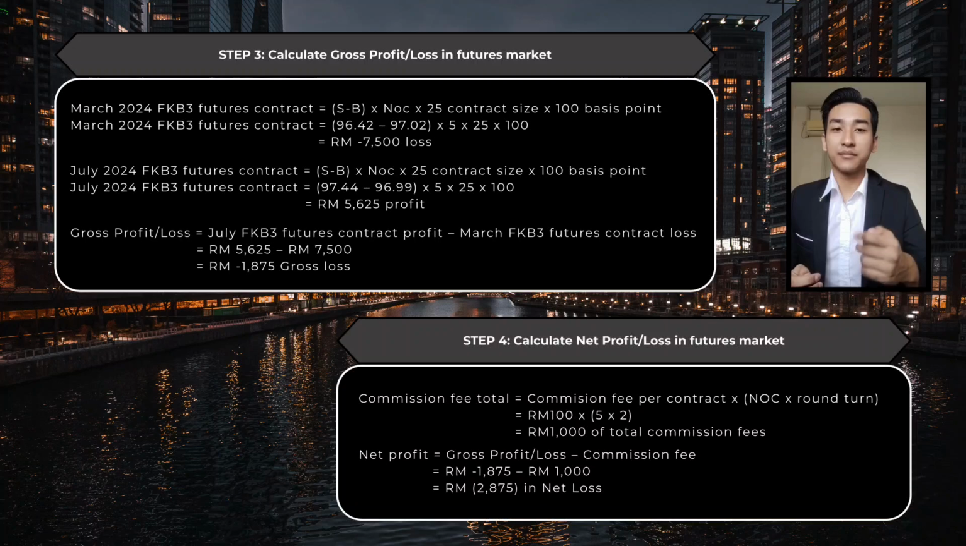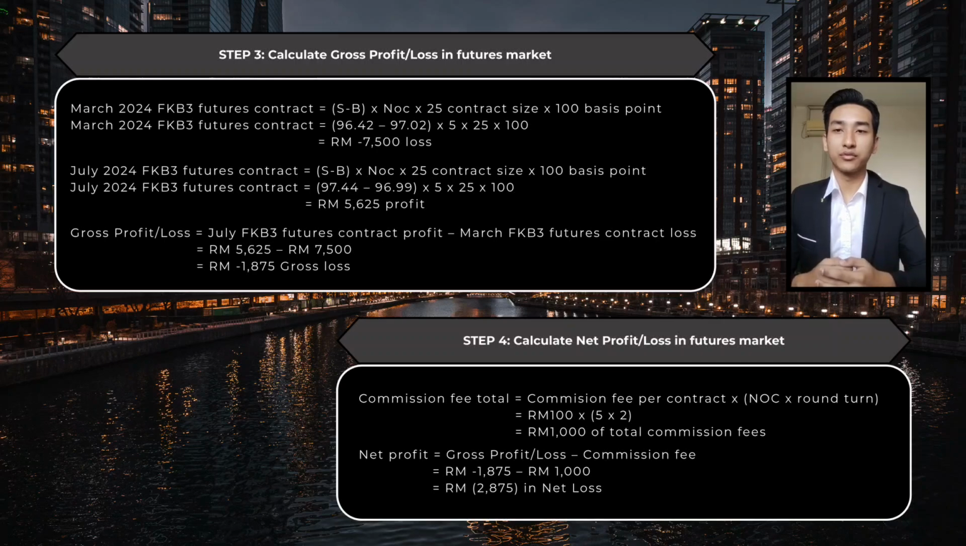However, on July 2024, with the same formula, we take selling minus buy, times contract size 25, and times 100 basis points. So we have 97.44 minus 96.99, times 5, the number of contracts, and then times 25 times 100 basis points. So what we have is a profit of 5,624 ringgit. So what is the gross loss of this situation?